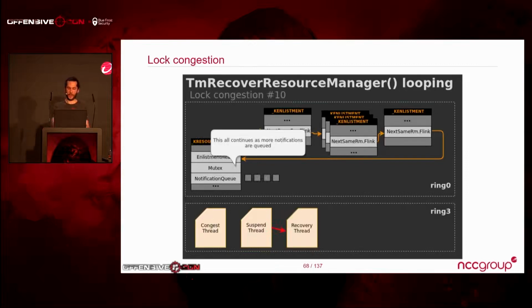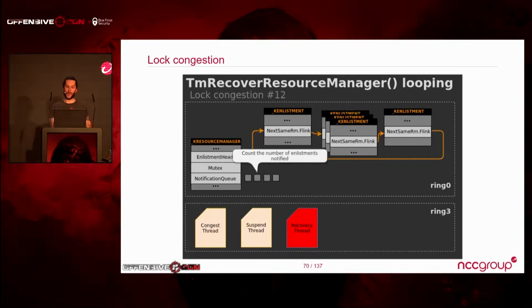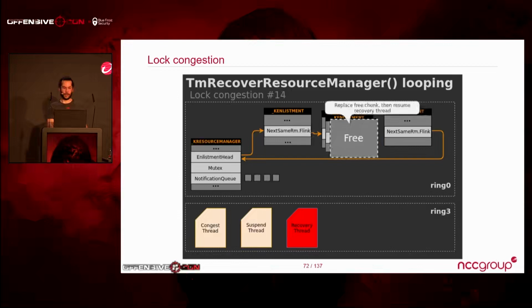So the suspend thread says, OK, try to suspend you. Now you're suspended. There are a few notifications queued in the meantime, and now the thread is suspended while parsing a specific enlistment. So now from userland, we can count the number of enlistments that have been notified by using the notification function, and determine which enlistment we want to free from userland. So we can free this enlistment and then resume the recovery thread.